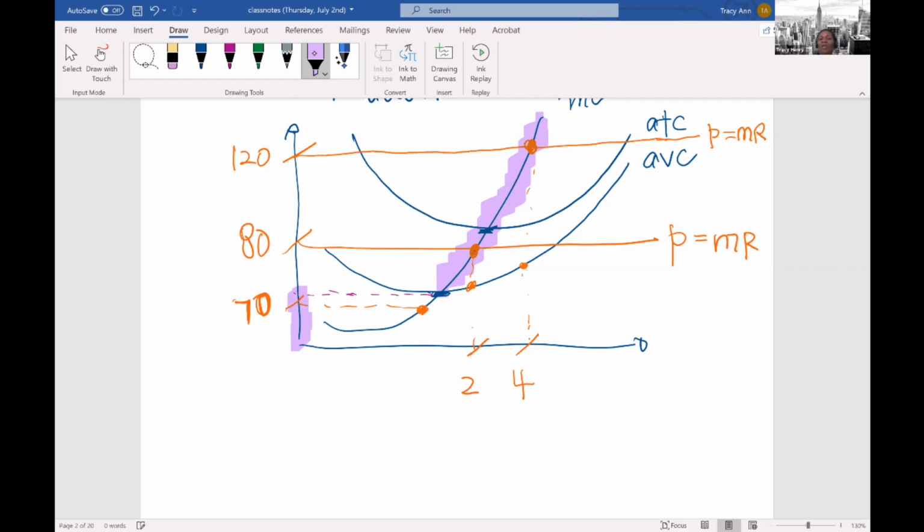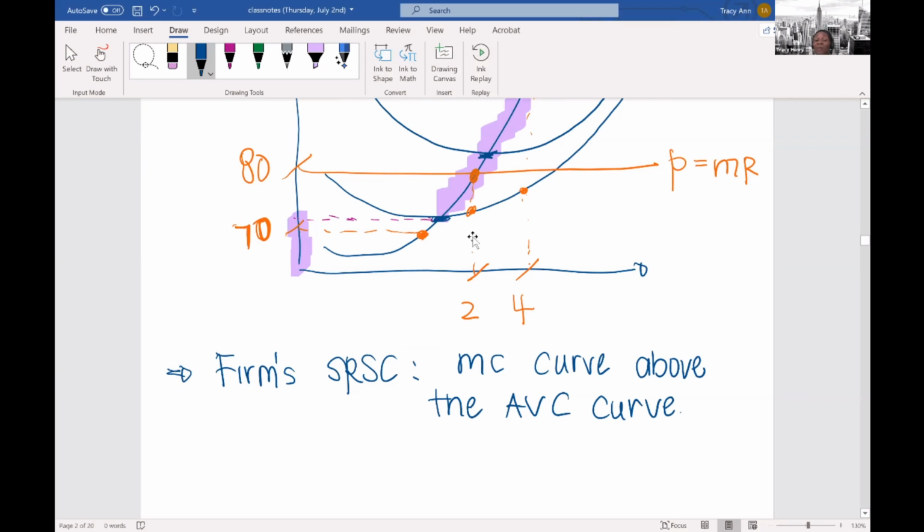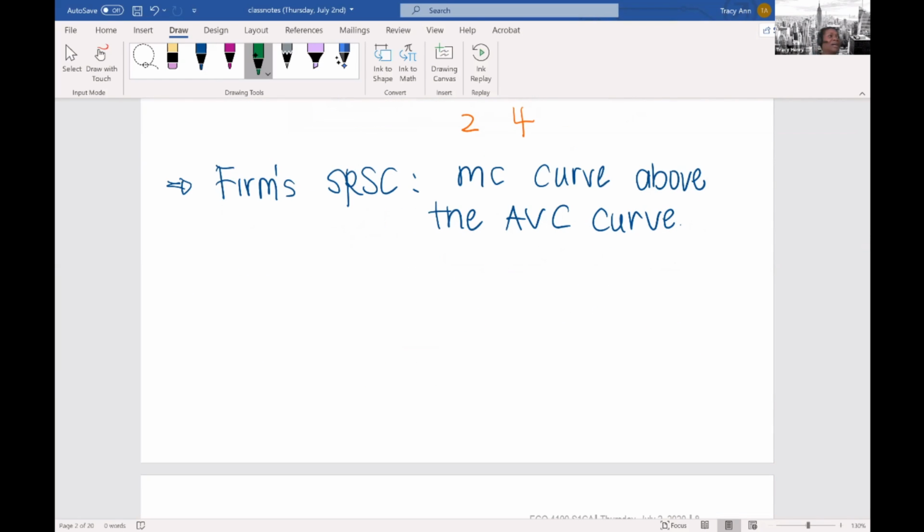That's for any price all the way up to that price. So what did I say in a nutshell? The firm's short-run supply curve is the marginal cost curve above the average variable cost curve. And we can actually find out the quantity, and really the price, at which your marginal cost is above the average variable cost curve. And I'm going to do that actually.